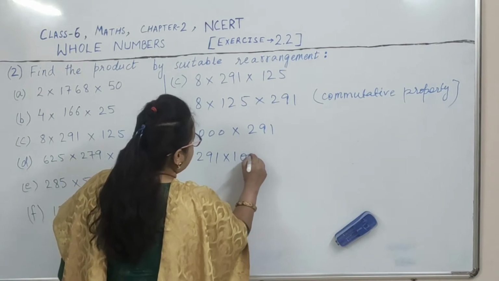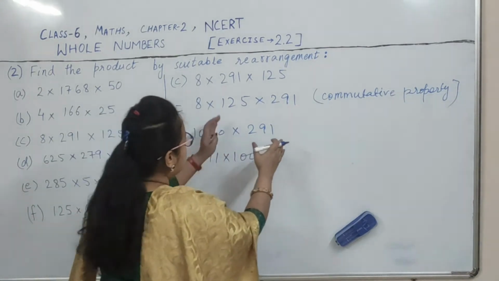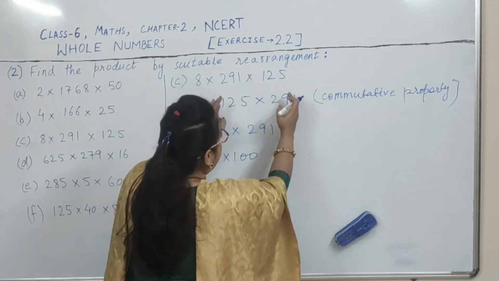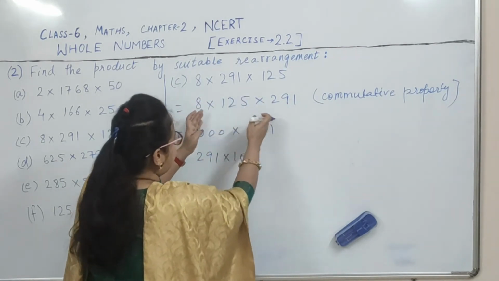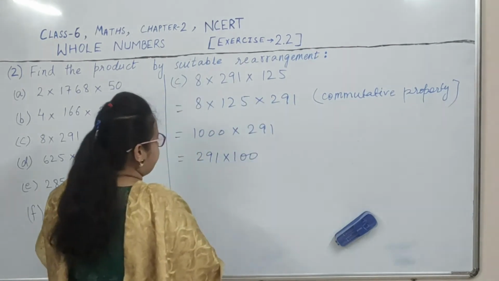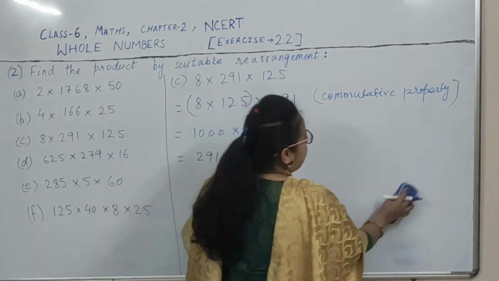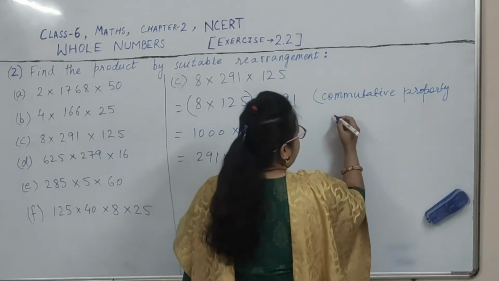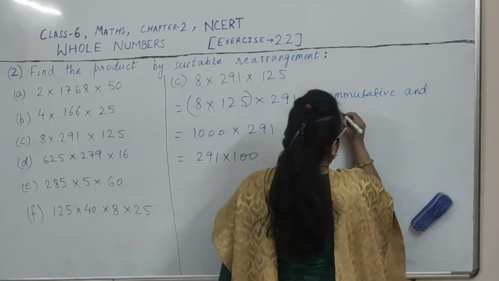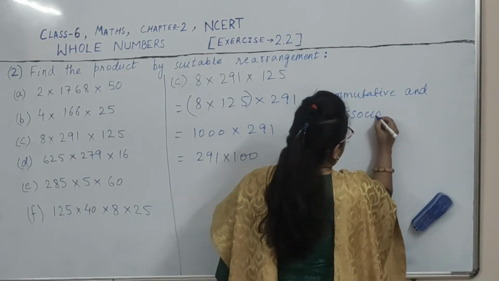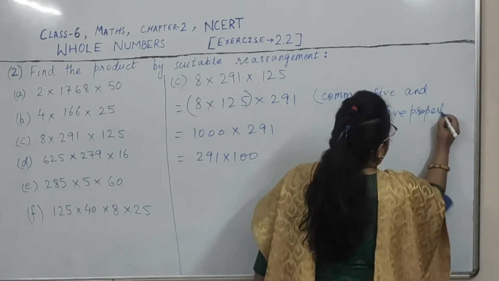291 into 1000. And one more thing, we have made use of the associative property also. We haven't multiplied these two numbers directly; we have multiplied these two first and then multiplied with this. So we have used the associative property also. So we will write it: commutative and associative property.